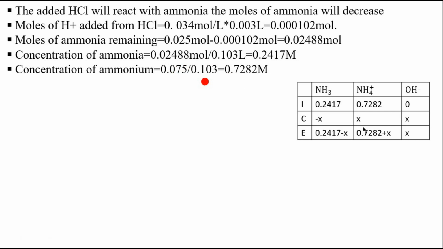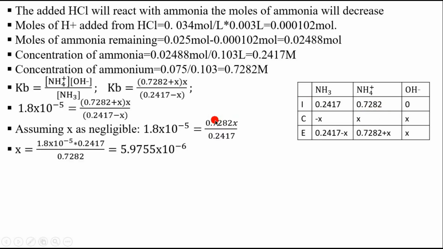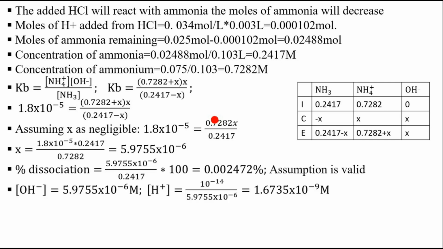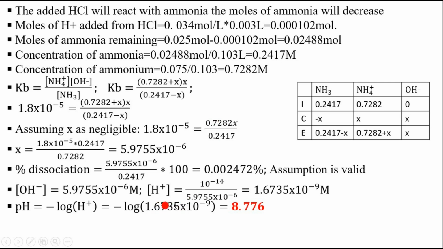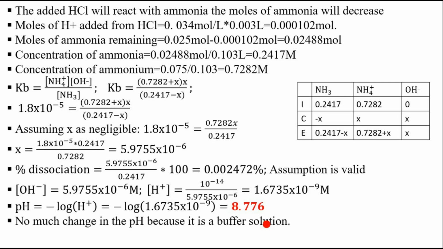After getting this one, then we solve for hydroxide. So that's what will happen for hydroxide. We get the hydroxide. After getting hydroxide, we get the H plus. After getting the H plus, then we do negative log of H plus. We find the pH is equal to 8.776. You can see here we don't have much change in the pH because we are having a buffer system. No much change in the pH because it is a buffer solution.